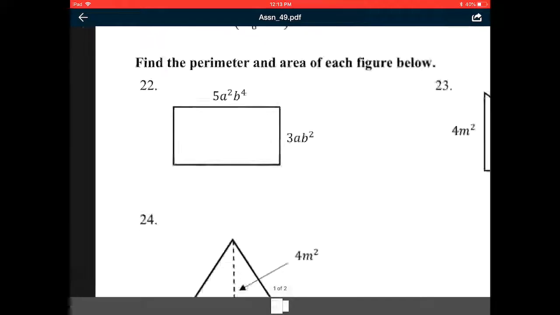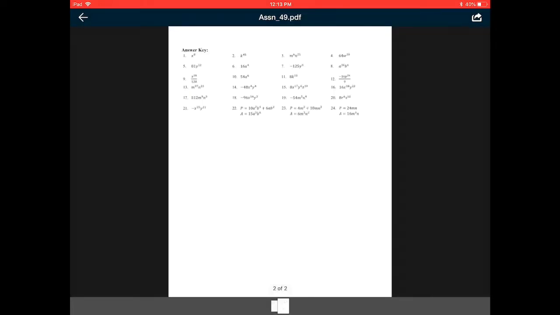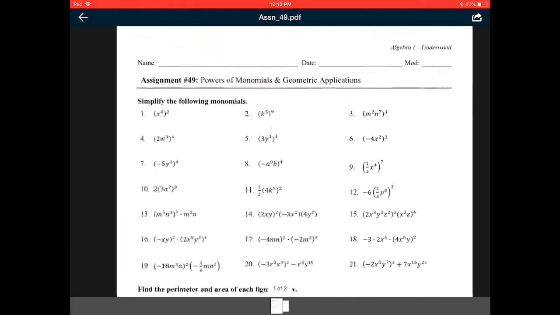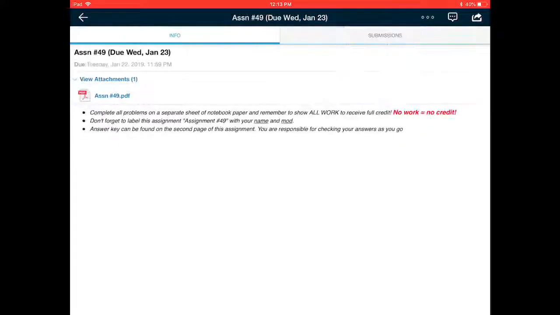Okay, and then 22, 23, and 24, this is the return of perimeter and area. So you need to do both. For 22, perimeter, add up all the sides, area, length times width, and then 23 and 24 are triangles. So 1/2 base times height for the area. Add up all the sides. Okay, so check your answers as you go. We can definitely go over some things in class if we have time. And yeah, make sure you get this done.